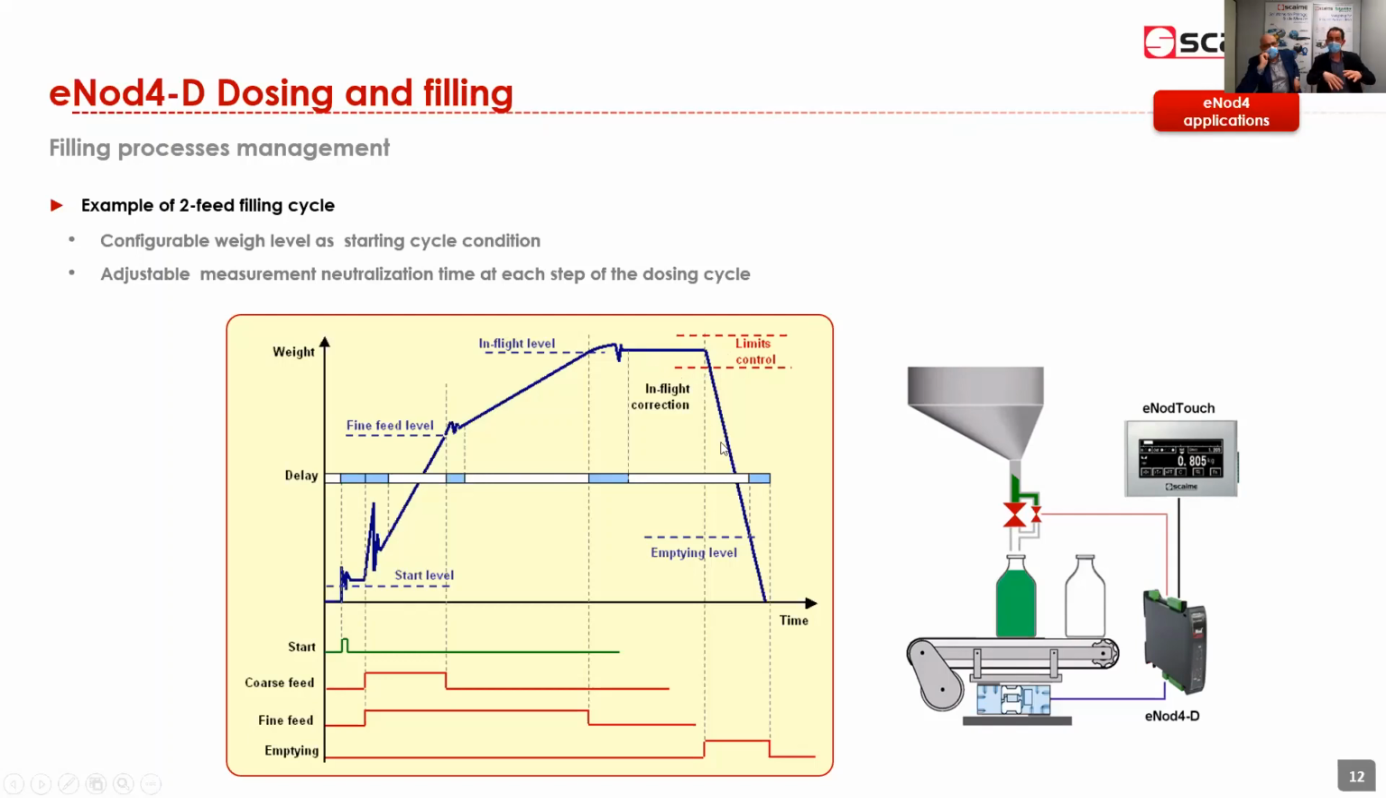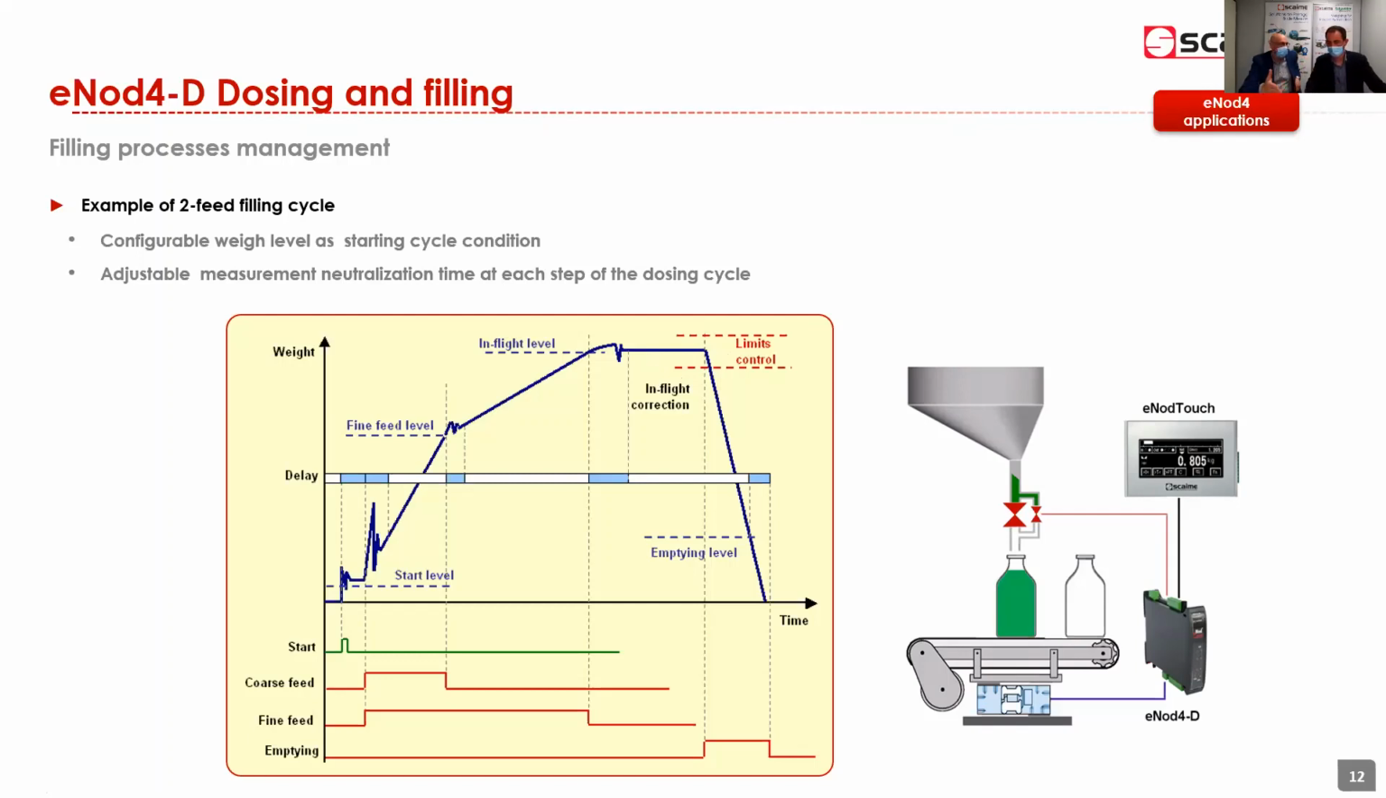So you have an entire cycle which is controlled by the eNod4D. There is no requirement of assistance by a PLC in this case, and only the filling result will be sent to your PLC, which can then continue the process.